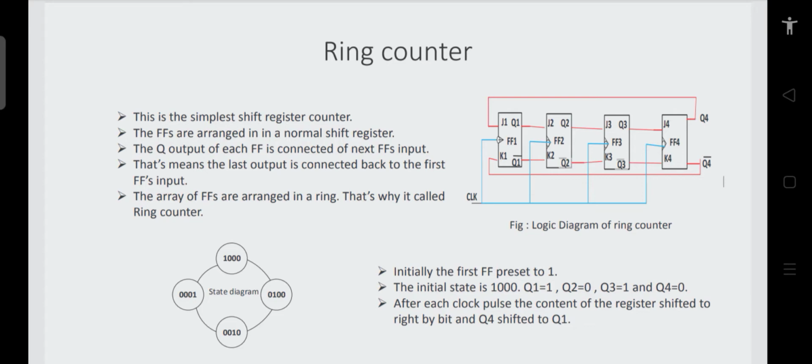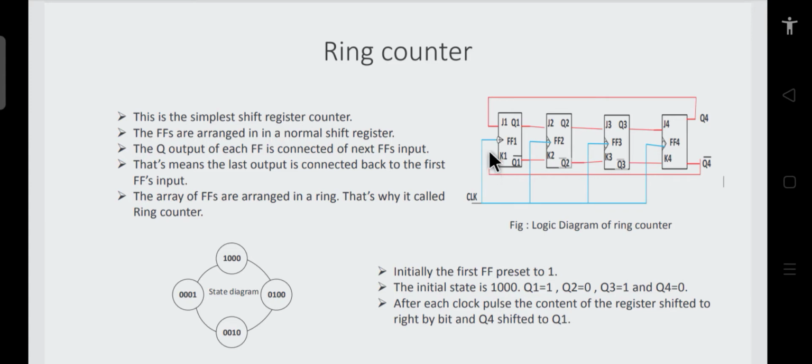What happens at the first clock pulse? You can see that it is a synchronous counter, because all the flip-flops get the same clock pulse and are triggered simultaneously with a single clock pulse. That is why it is called a synchronous ring counter.